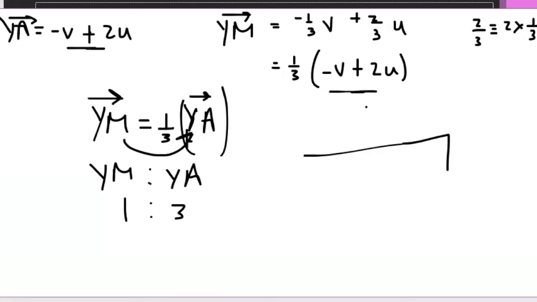And what this is saying is that YM can be expressed in terms of fraction as 1/3 of YA, which is what this is saying. So having it as 1:3 is like we're saying this is 1 part and this is 3 parts, and expressing it as a ratio as a fraction would become 1/3. But this is YM is 1/3 of YA.